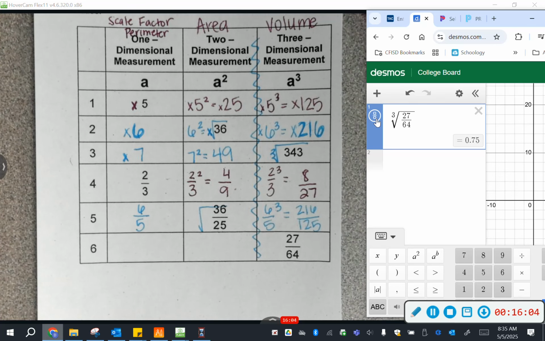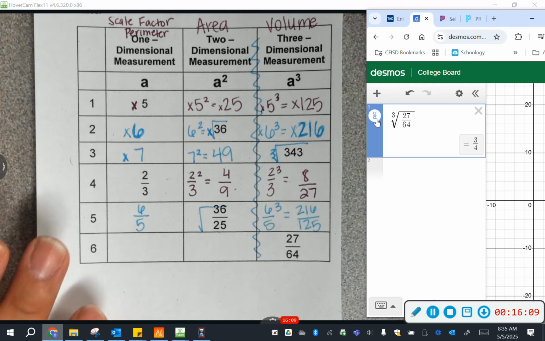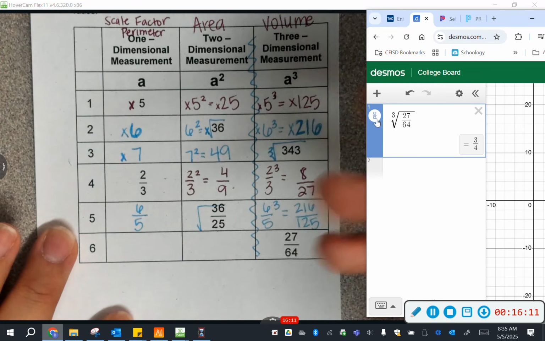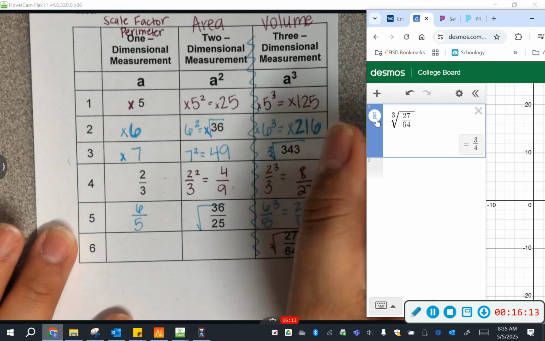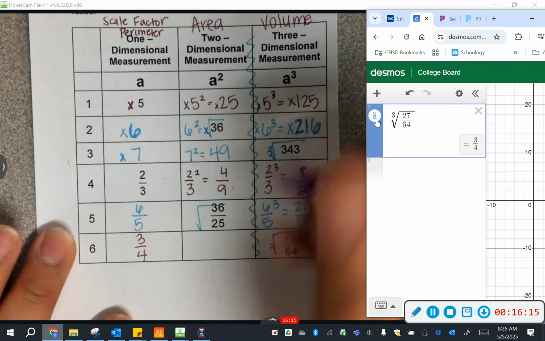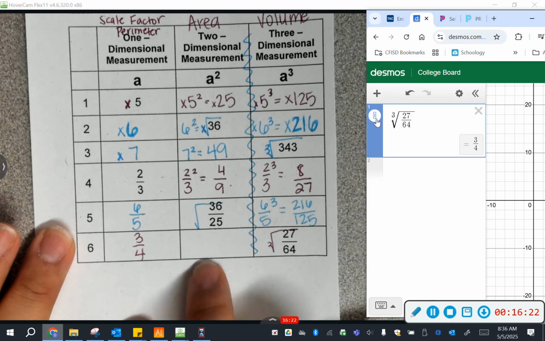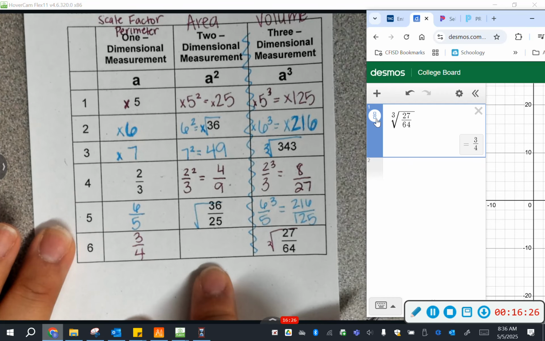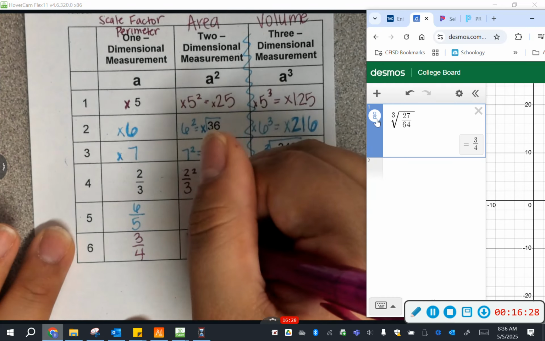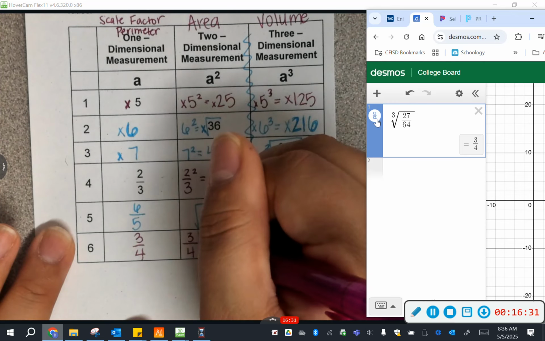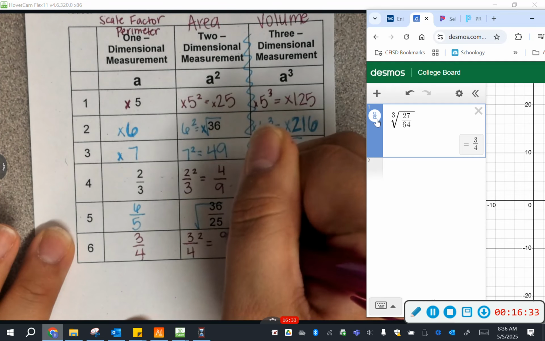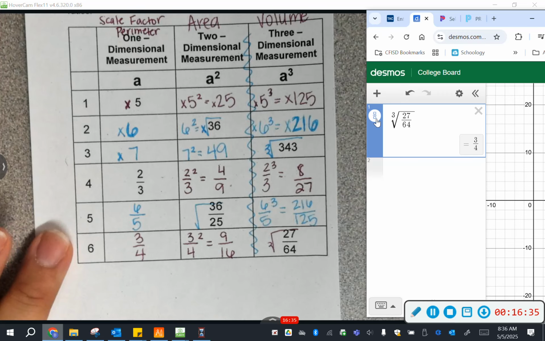Like 3 over 4? 3 over 4. And if I know this is 3 over 4, can I fill in the middle column? Yes. With what? What do I do in the middle column? 9 over 16. But yeah, you're right. What am I going to do to 3 over 4? Square it. And I get 9 over 16.